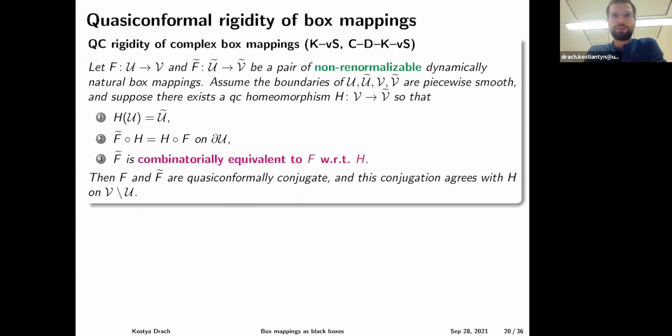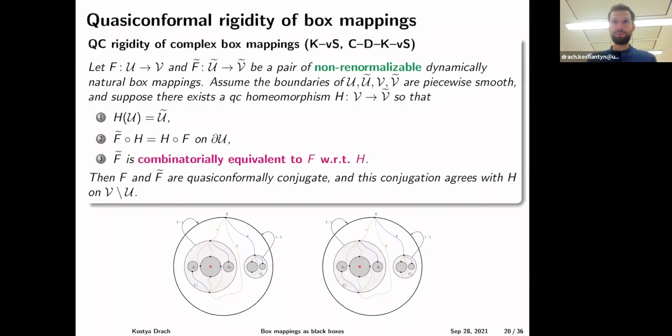The final result in our toolbox is parameter rigidity, or just rigidity. And this is a result of the following kind. Again, we start with two non-renormalizable dynamically natural box mappings, F and F tilde. And we assume that there exists some starting QC homeomorphism H that sends V to V tilde and U to U tilde. It is a conjugacy on the boundary of U. And additionally, F tilde is combinatorially equivalent to F with respect to this H.